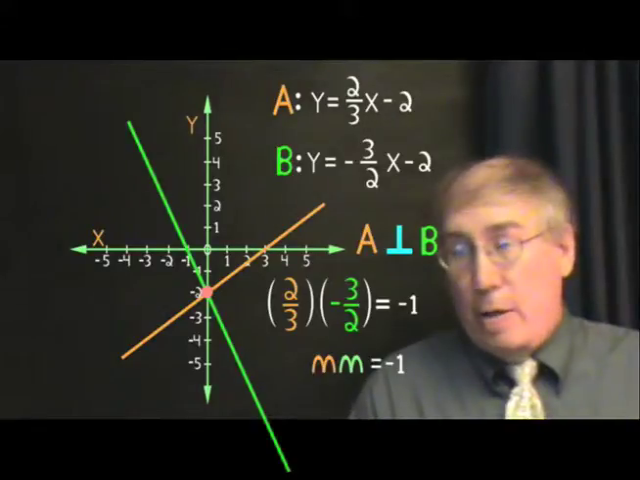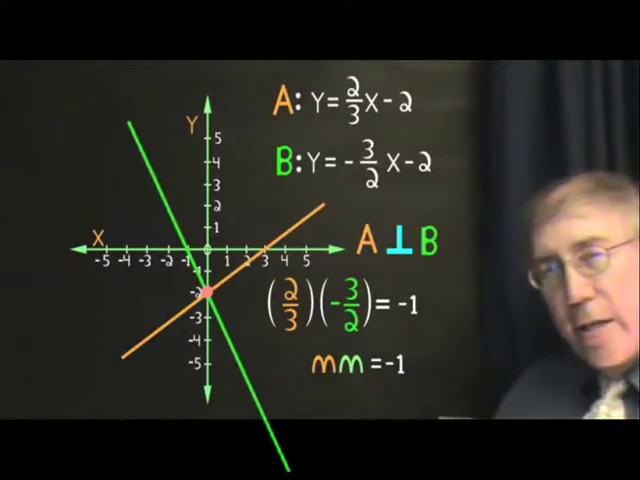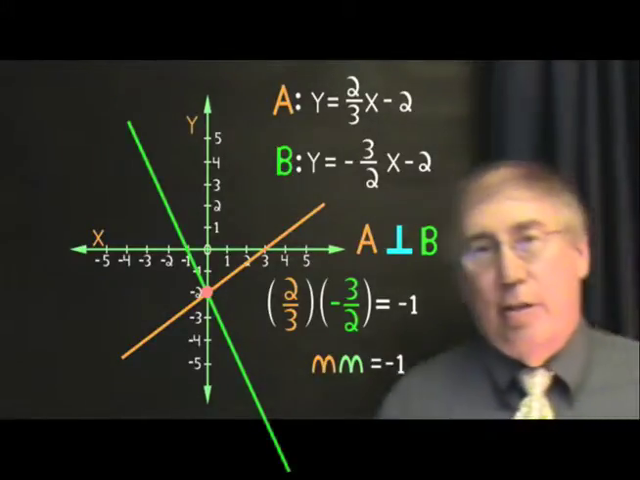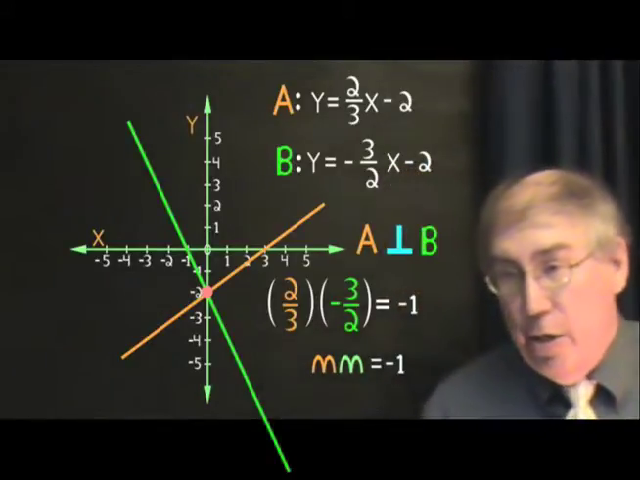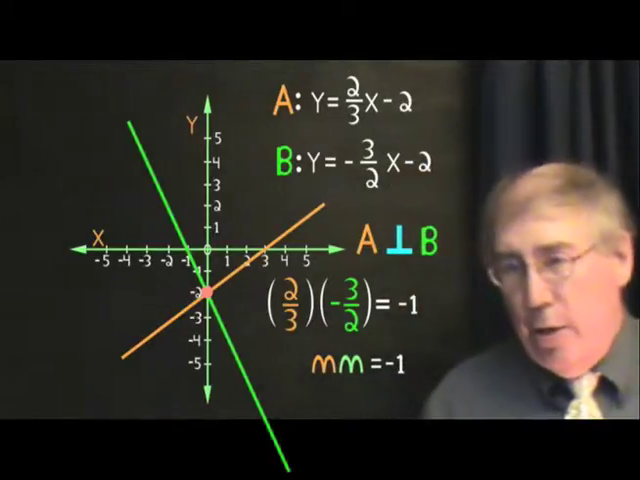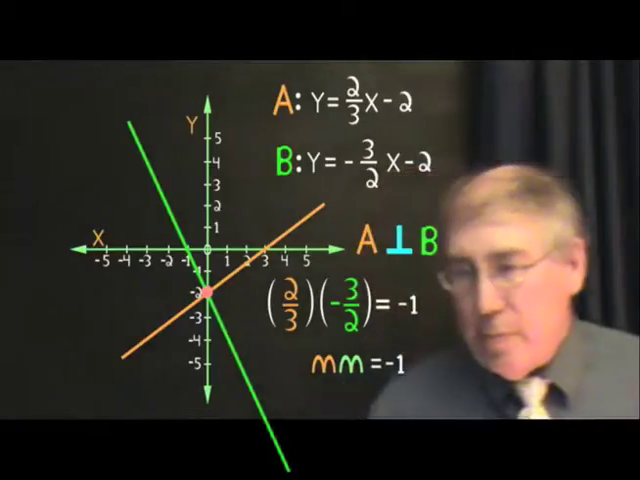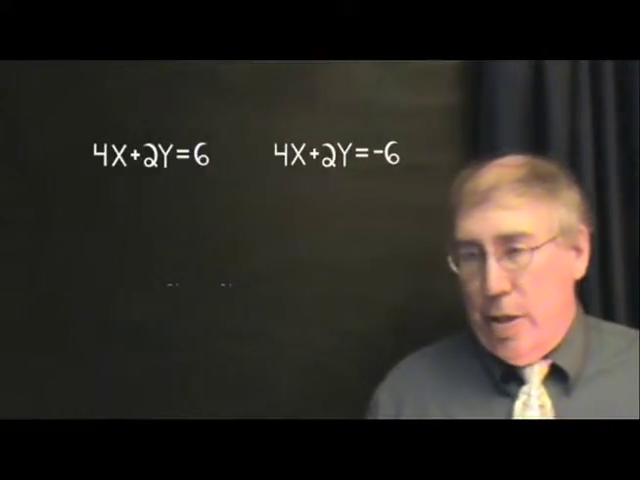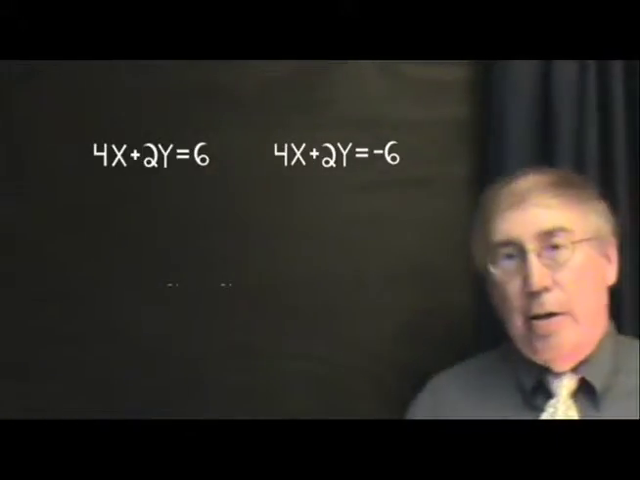So we have perpendicular lines. That little blue upside down T there represents being perpendicular. So A is perpendicular to B. So let's take a look at our next problem here.